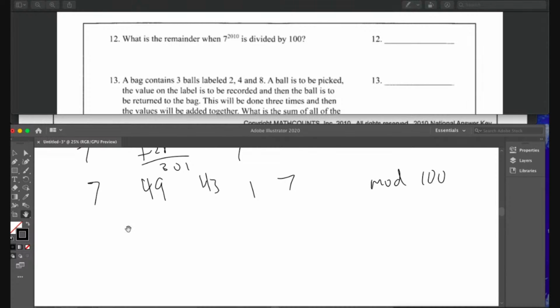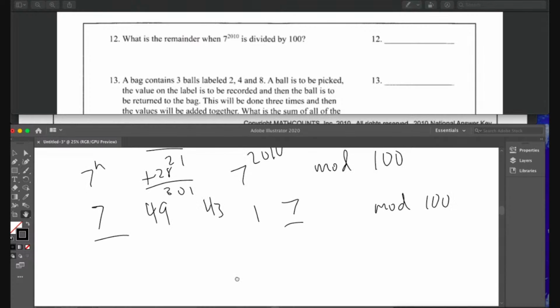And because we have the same number here now, and we're just keeping on multiplying it by 7, we can see that this is going to repeat, right? And then we've already found our periodic sequence, right?